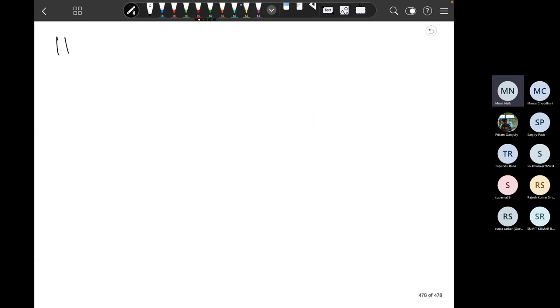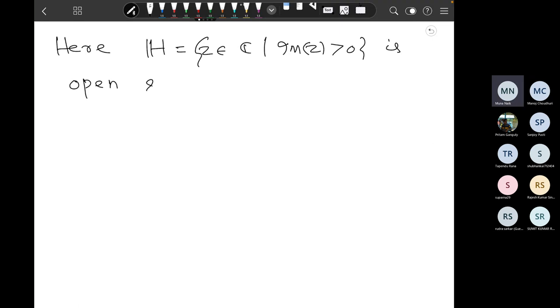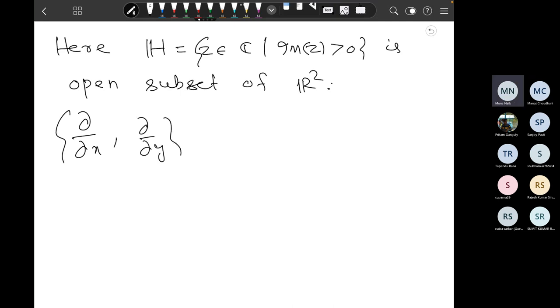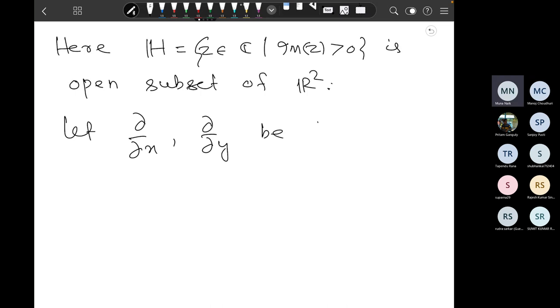Another thing: here H is the set of Z belonging to C such that the imaginary part of Z is greater than zero, which is an open subset of R2. That means there is only one coordinate set, and you do not need much knowledge of differential geometry. You can just use your basic knowledge of calculus. Here actually there are two coordinate systems, and del by del x and del by del y are the coordinate vectors. The (x, y) is the coordinate system.